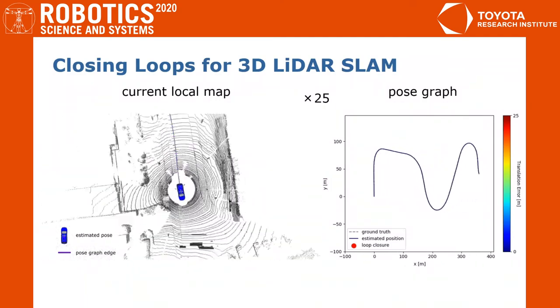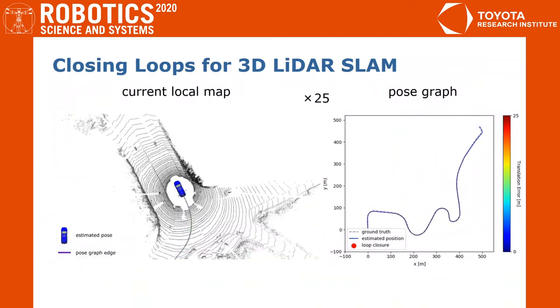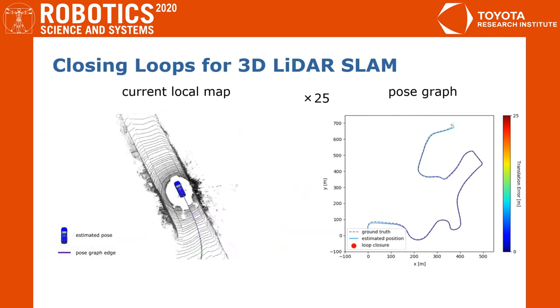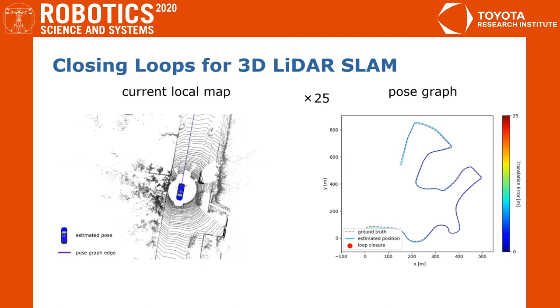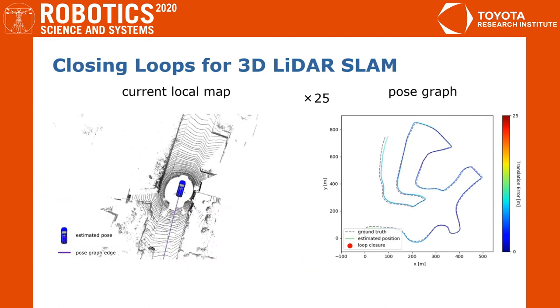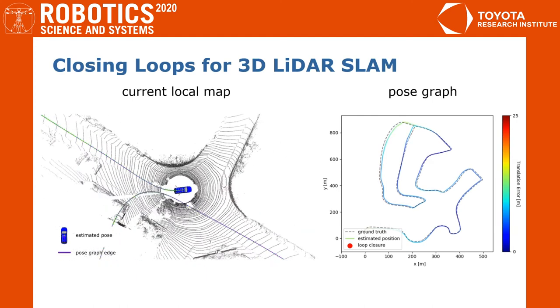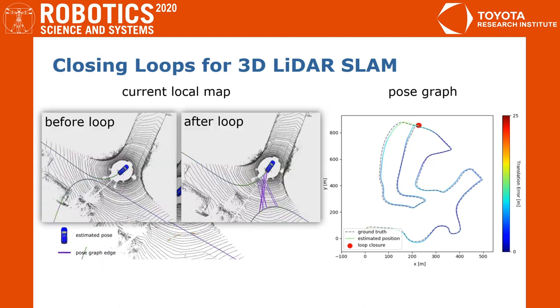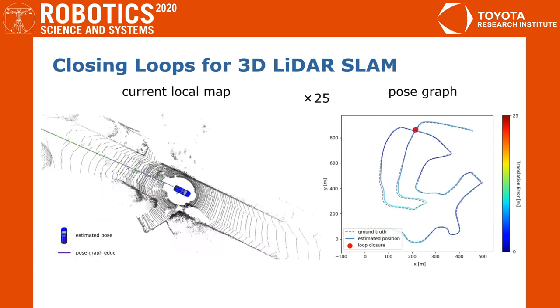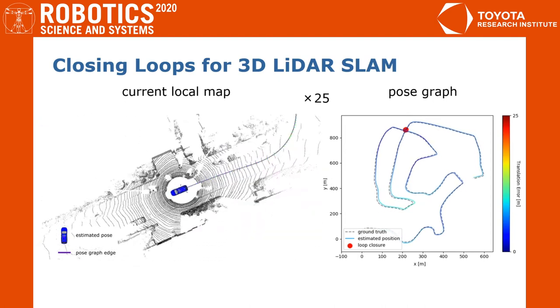Here we show the SLAM results after integrating our OverlapNet into a 3D LiDAR SLAM system. On the left-hand side, you see the local map of the SLAM. On the right-hand side, you see the corresponding pose graph. The red dots represent the loop closures found by our approach. Once it finds the loop, the SLAM system can correct the drift and generate a more globally consistent map. Here it shows that our approach can also find loop closures in a challenging situation where the car comes back into an intersection from the opposite direction.